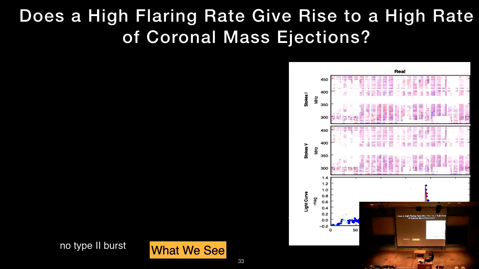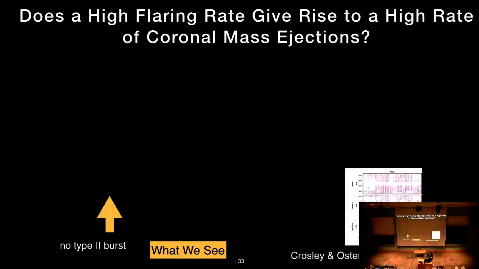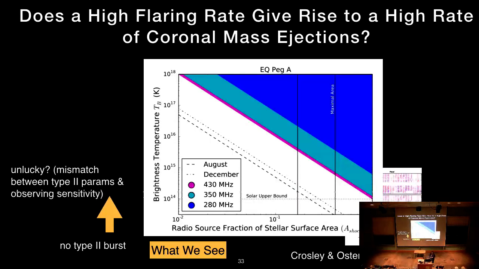So I'll be honest, right? We didn't see anything. Why didn't we see something? This is what distinguishes a real scientist, right? So why didn't we see anything? Is it because we were unlucky? Is it because there was just a mismatch between the parameters of these type 2 bursts and our observing sensitivity, even though we've been getting better at increasing the radio sensitivity of our radio telescopes?